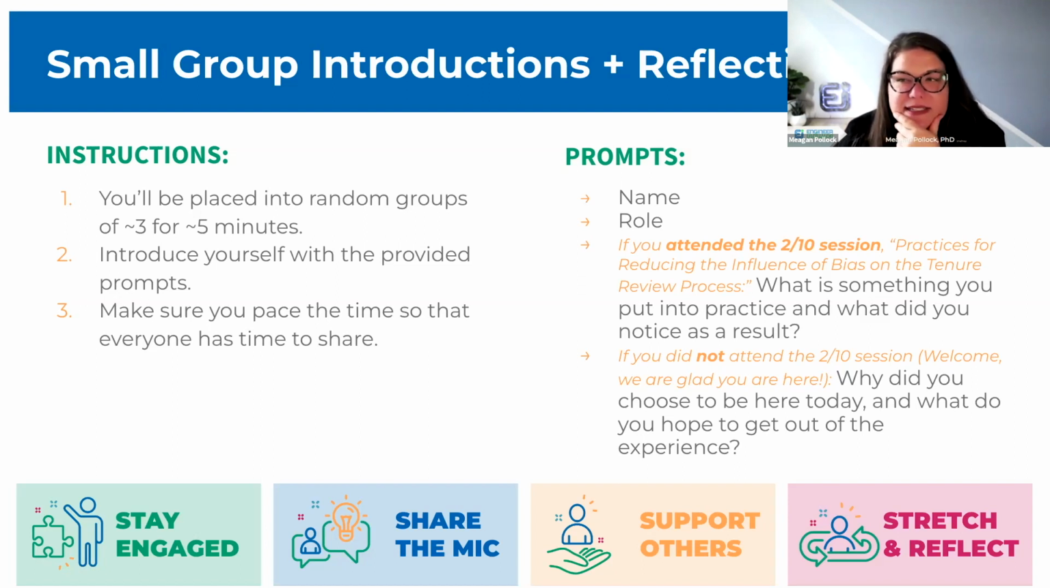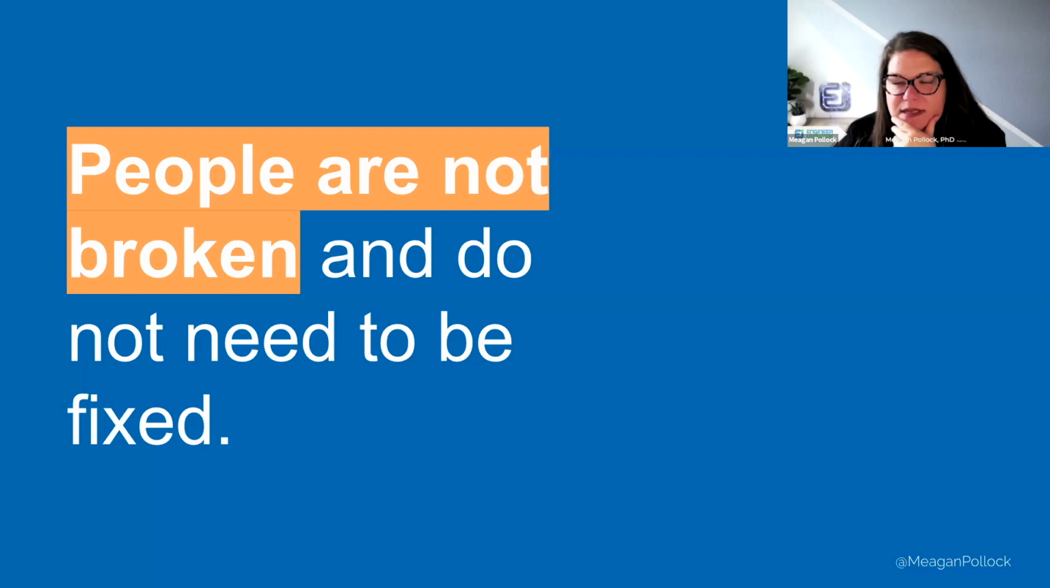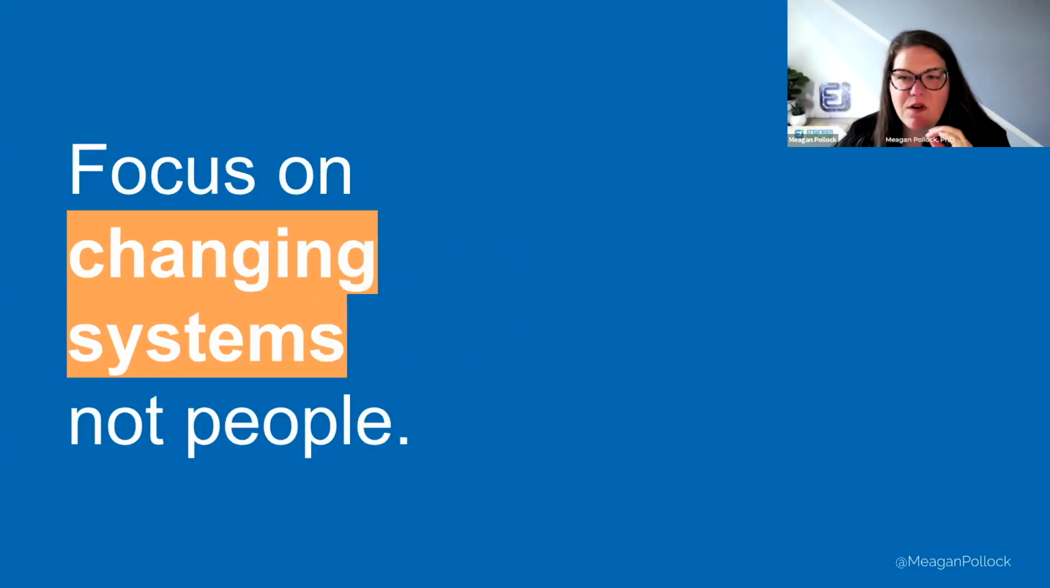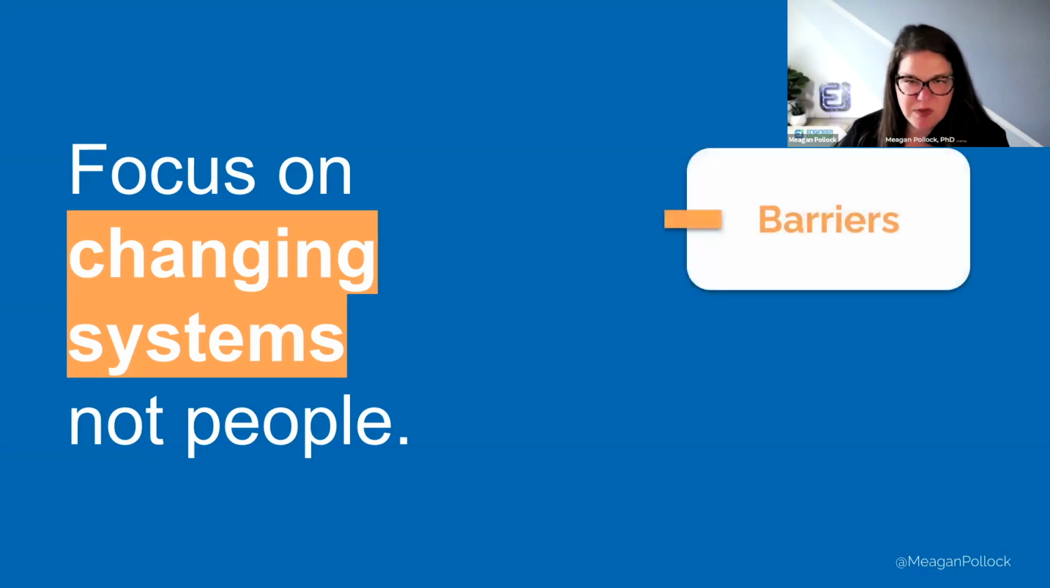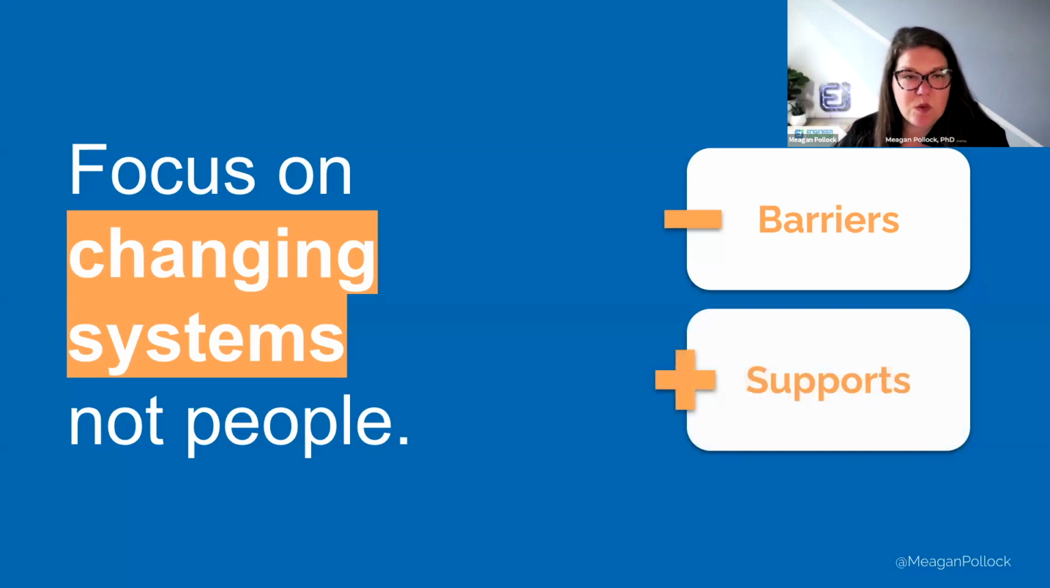All right, so let's dive into today's topic. A couple of reminders before we dive into the new content. We always want to remember that people aren't broken. We're not here to try to fix people, and we really want to focus our energy and our ideas and our strategy on how we change the systems. What are the barriers that people are facing? How do we remove them? And then what are the specific supports that we can add that really level the playing field for people?